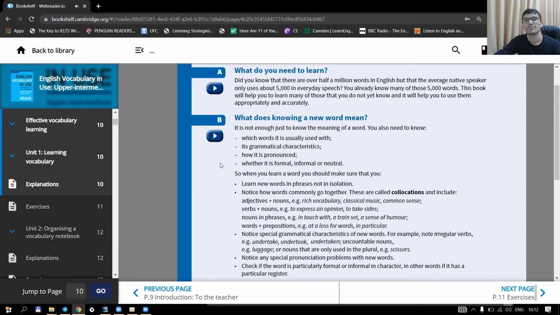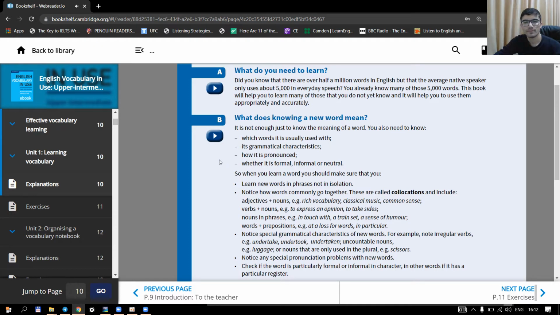B. What does knowing a new word mean? It is not enough just to know the meaning of a word. You also need to know which words it is usually used with, its grammatical characteristics, how it is pronounced, whether it is formal, informal, or neutral. So when you learn a word, you should make sure that you learn new words in phrases, not in isolation.